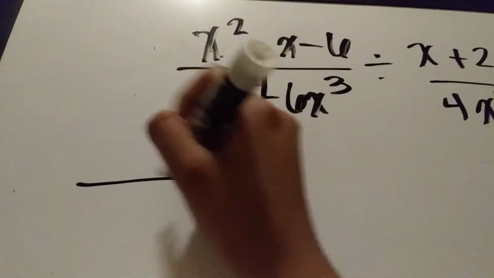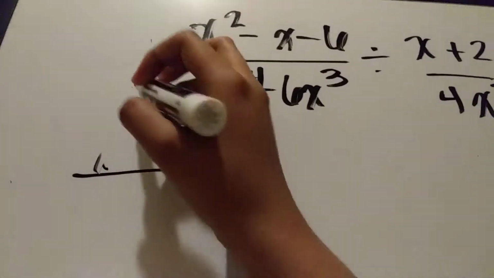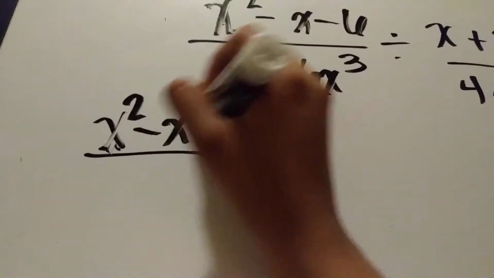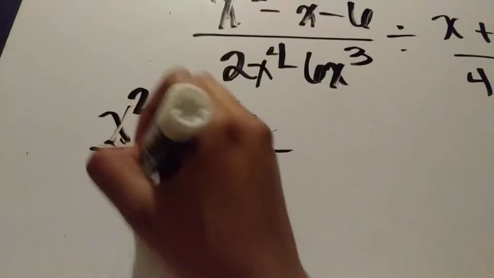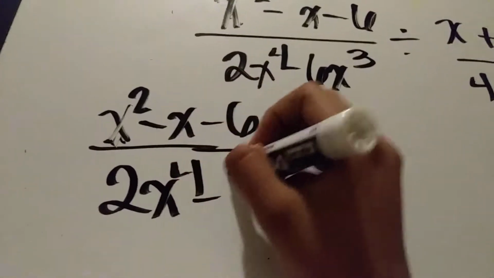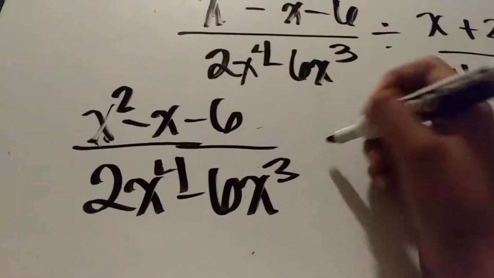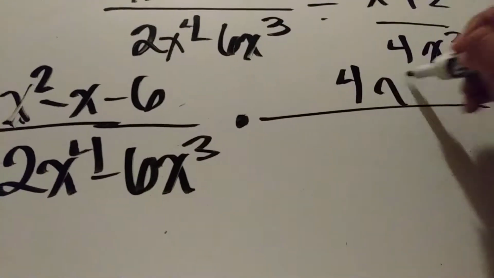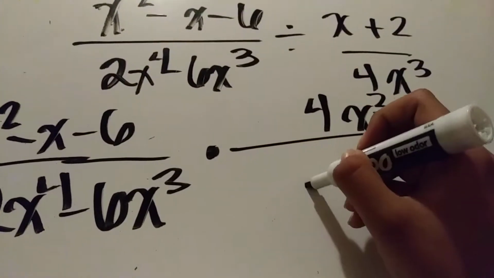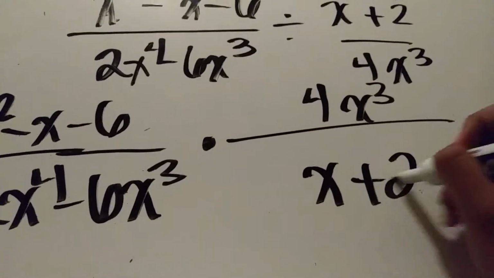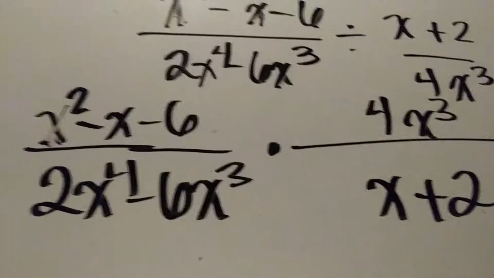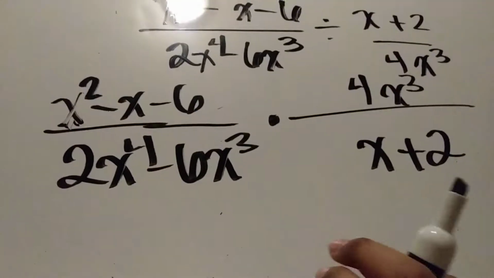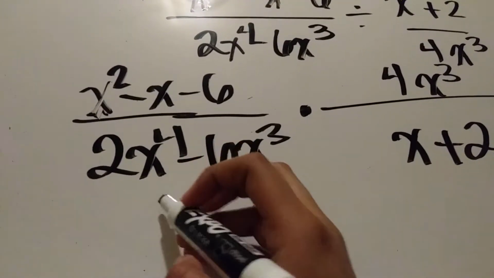So we are going to keep the first one, which is x squared minus x minus 6 over 4x^3, and the second one is 2x^3 over x plus 2. Sorry, I start saying weird things when I'm writing this down. Let's make sure I wrote that right, because I don't want to give you the wrong answers. So now we're going to factor this out.